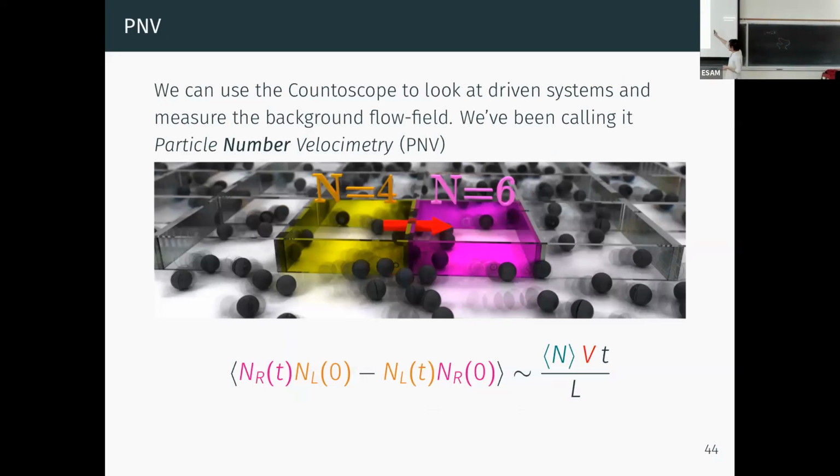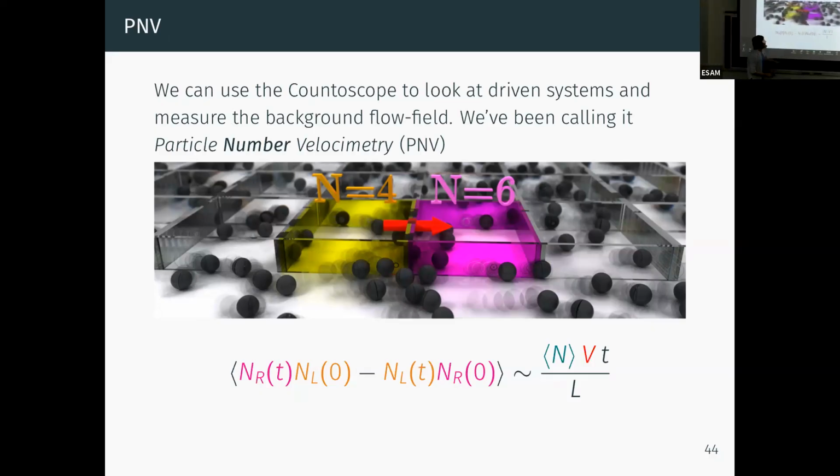So the one-slide cartoon of this is: now, rather than looking at one box at a time, we're going to look at two boxes next to each other. We'll count particles in each box and cross-correlate them. And what this cross-correlation tells us is something about the flux of particles through the shared interface.